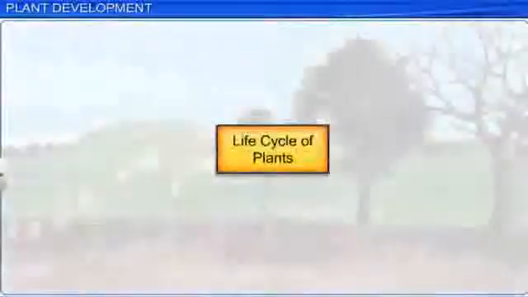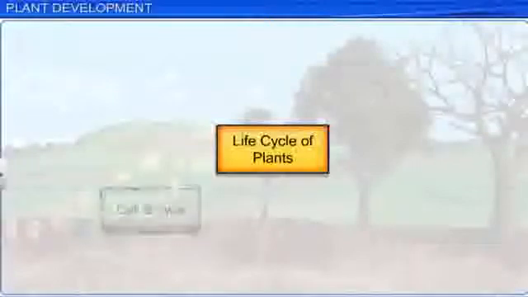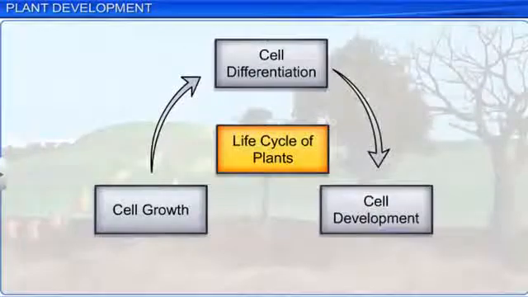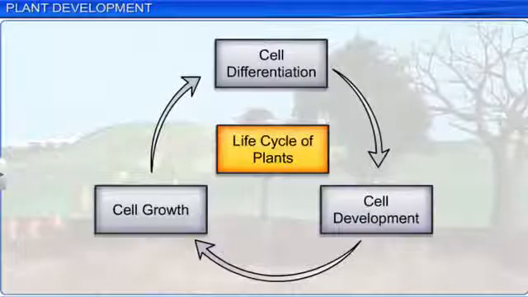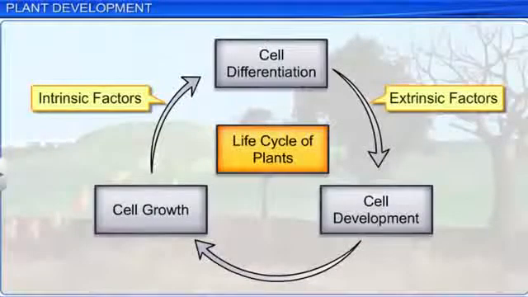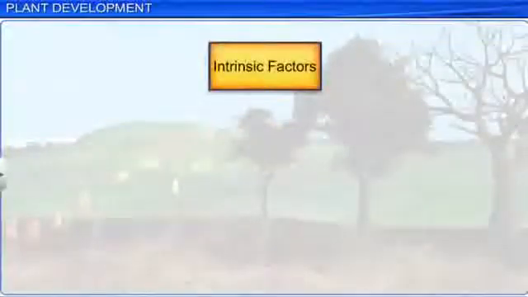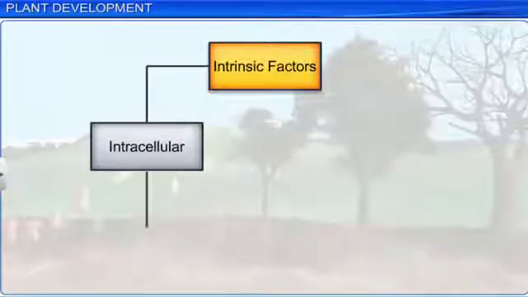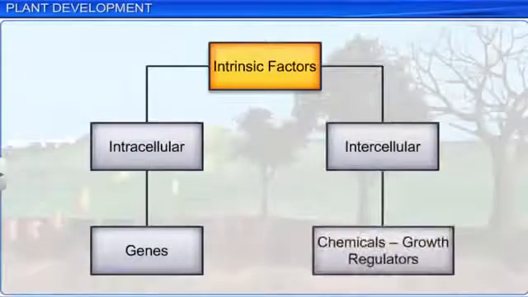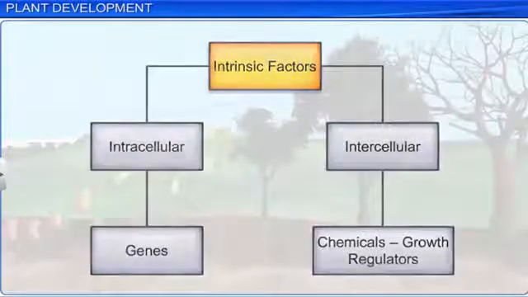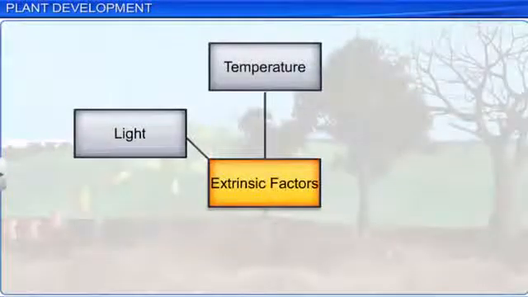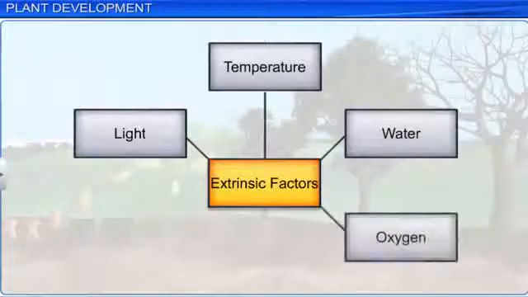In the life cycle of plants, cell growth, cell differentiation, and cell development are interrelated and controlled by intrinsic and extrinsic factors. Intrinsic factors can be intracellular, such as genes, or intercellular, such as growth-regulating chemicals. Extrinsic factors include light, temperature, and the availability of water, oxygen, and nutrition.